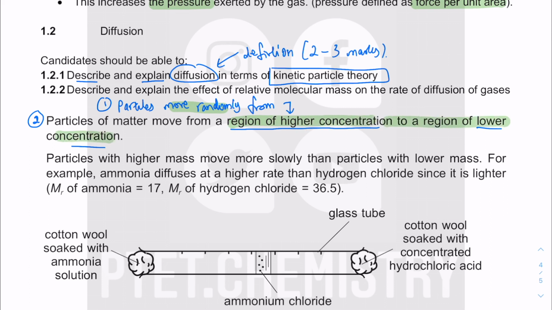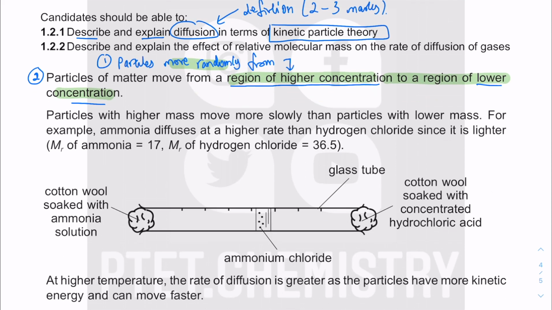And then we need to think about the factors as well. The higher mass refers to relative molecular mass. The relative molecular mass is the relative mass of one single molecule. So the heavier you are, the more slowly you will move. Moving more slowly means you diffuse slower. When you have a lighter mass, you can diffuse at a faster rate because it's lighter.